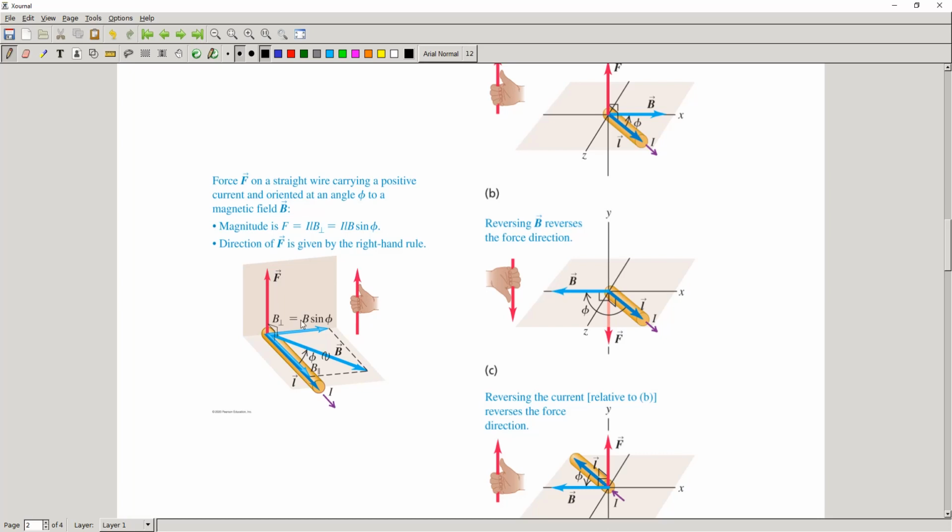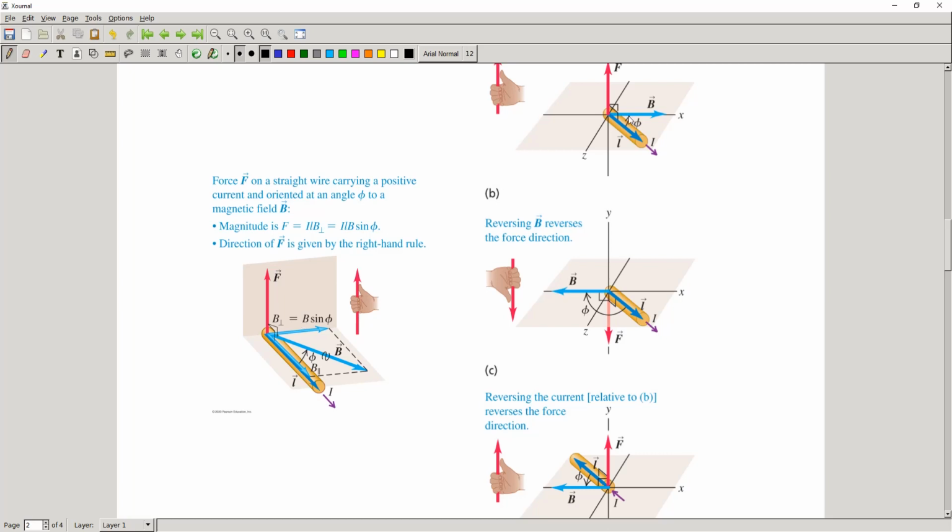Okay, so that's the same idea in every case. You make your hand like a flat palm, like a karate chop kind of hand thing. Place it on the wire in the direction of the current, and then whichever way you have to orient it so that you can curl your fingers in the direction of the magnetic field, that means your thumb will be pointing in the direction of the force.